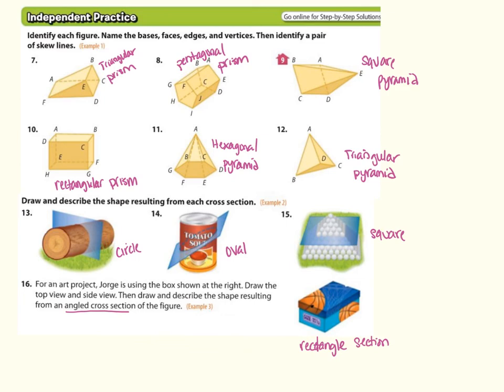Cross sections. Okay, so the log is vertically split. Therefore, when you open it up, it's a circle. The can of tomato soup is actually at a diagonal split, so when you open it up, it's an oval. So because it's at an angle, it will look like an oval. Number 15, that is a horizontal split, so when you lift it up, it will be a square. And for number 16, dealing with the rectangular prism, if you cut it at an angle, then it will be a rectangular section. So it would be a rectangle.